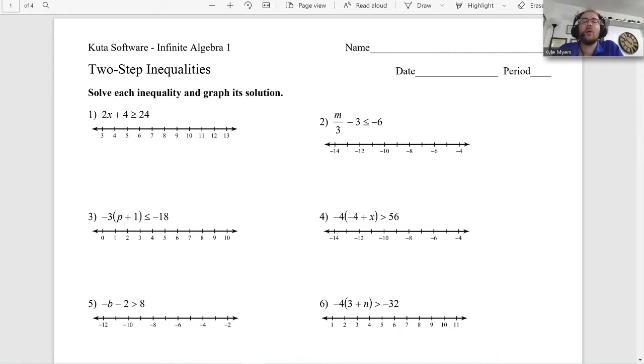This is one video in a series of videos on Algebra 1 worksheets and doing them and showing all the work for them and all of that stuff. So this is two-step inequalities. If you missed the last one, it was one-step inequalities.